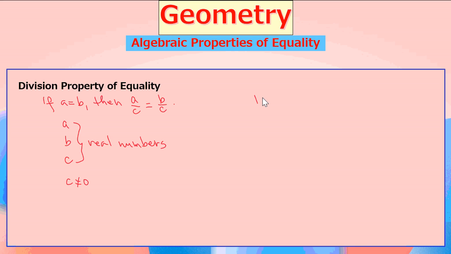So if we are given two variables x and y representing equal numbers, and a third number, let's say 4, then x divided by 4 should be equal to y divided by 4.